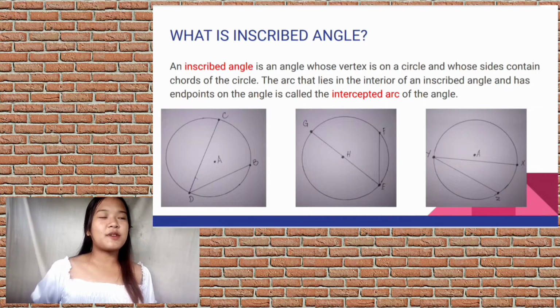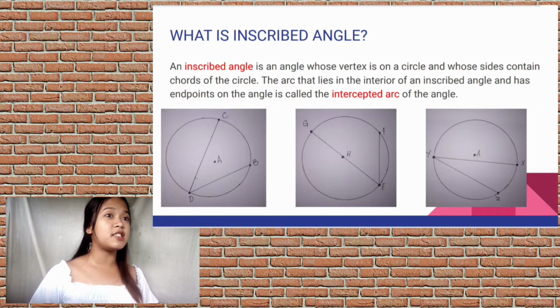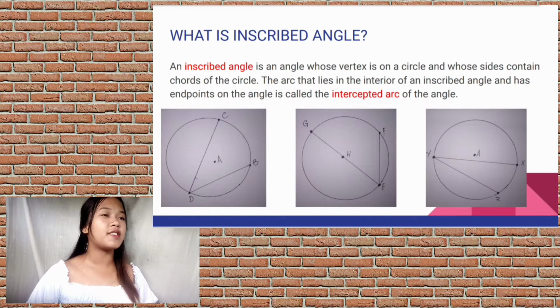So what is an inscribed angle? An inscribed angle is an angle whose vertex is on a circle and whose sides contain chords of the circle. The arc that lies in the interior of an inscribed angle and has endpoints on the angle is called the intercepted arc of the angle.